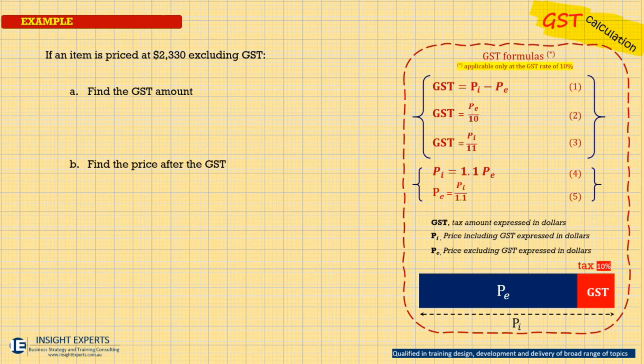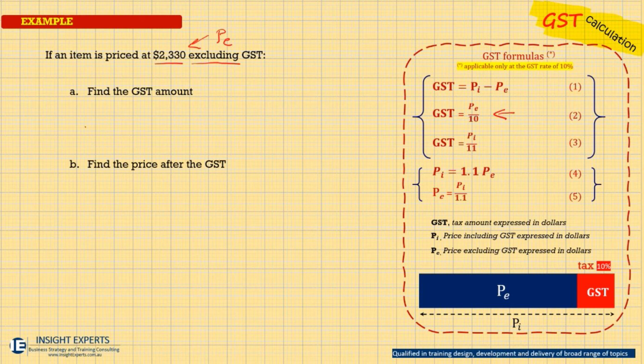If an item is priced at $2,330, this time excluding GST, I need to find the GST amount. So now I cannot apply equation number 3 because I don't have PI, but I have PE. And since I have PE, equation 2 is valid.